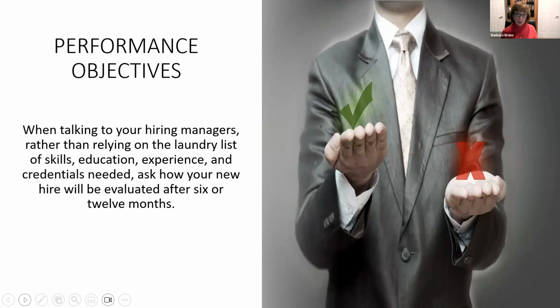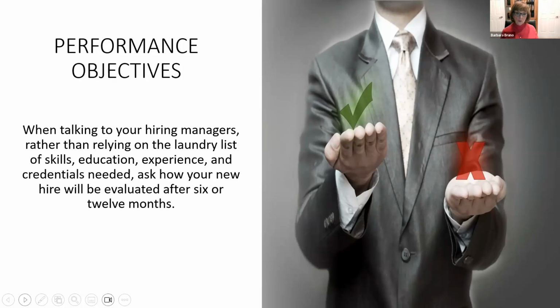Because what happens is you can surface a candidate that could do the job hands down, and they're screened out because they only have 6 of the 10 things on the list, and yet they could do the job. If in fact you ask, how are you going to evaluate this person? There's a tremendous disconnect between the list of credentials that you and I are given and what they're really going to evaluate a candidate on.